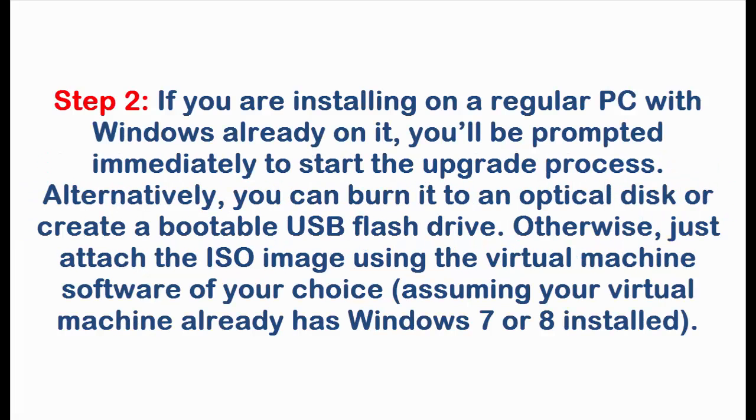Step 2. If you are installing on a regular PC with Windows already on it, you'll be prompted immediately to start the upgrade process. Alternatively, you can burn it to an optical disk or create a bootable USB flash drive. Otherwise, just attach the ISO image using the virtual machine software of your choice, assuming your virtual machine already has Windows 7 or 8 installed.